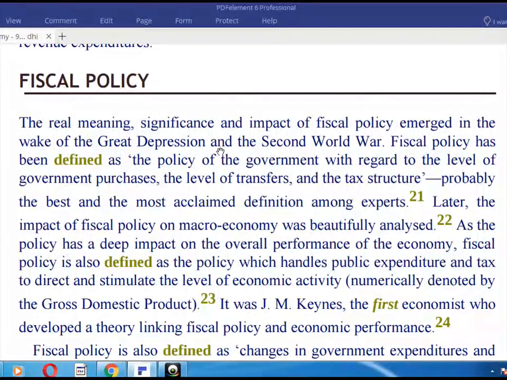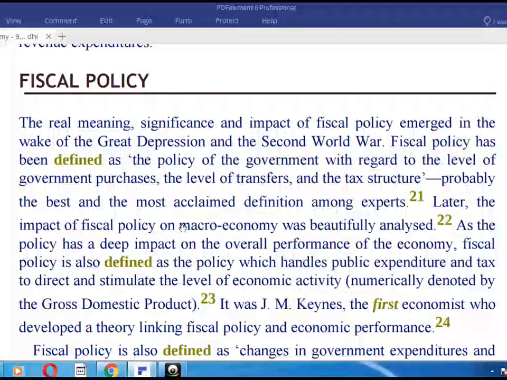Now let us discuss fiscal policy. The real meaning, significance, and impacts of fiscal policy emerged in the era of the Great Depression and the Second World War. Fiscal policy has been defined as the policy of the government with regard to the level of government purchases, the level of transfers, and the tax structure. Probably the best and the most acclaimed definition among the experts.